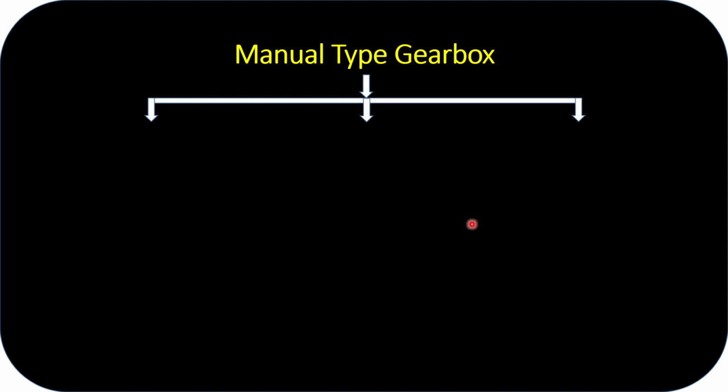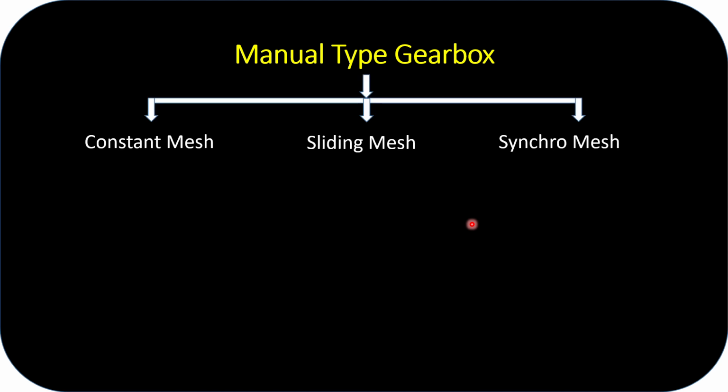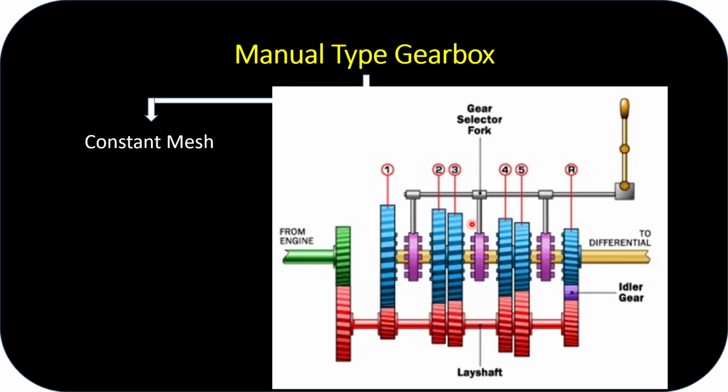The manual gearbox can be classified into three: constant mesh type, sliding mesh type, and synchro mesh type. In the constant mesh type, as the name indicates, all gears are always in mesh, always in a mated condition.